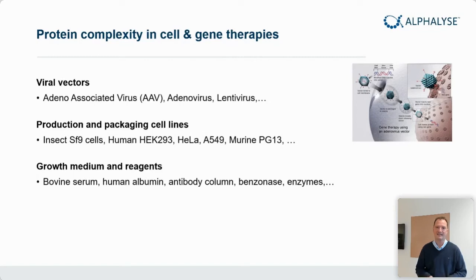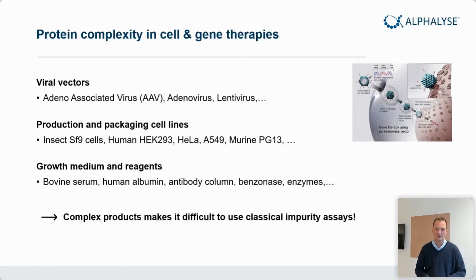So it is a mixture of many different proteins and many different components that can interfere with the analysis. So this makes these complex products very difficult to measure with classical protein analysis methods and classical impurity assays. For example, ELISA is only developed, as you know, for one species of protein. It cannot measure across different species.